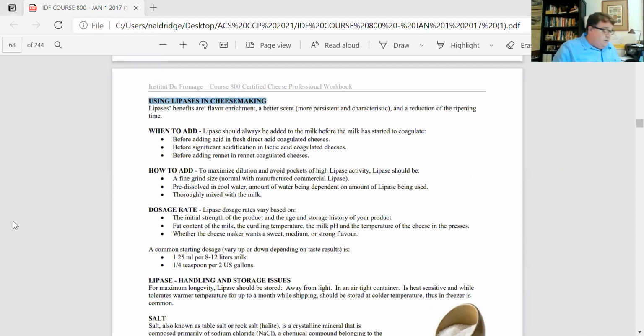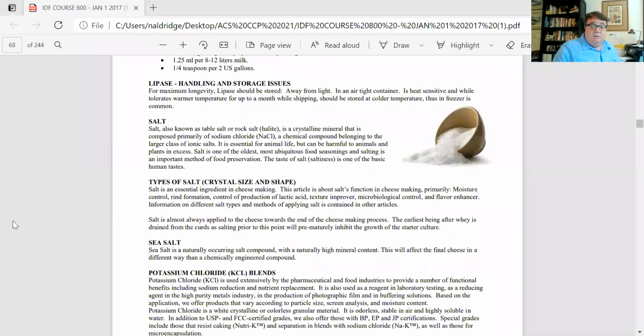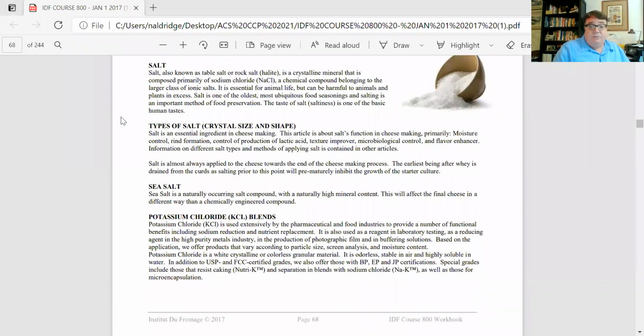Let's skip on down here to salt. I love my salt. Salt is definitely something to know inside and out. When you see references to salt, salt is a huge deal in the cheese world, of course. So know about all that. I've got in my book, as you see me continuously looking over, potassium chloride.